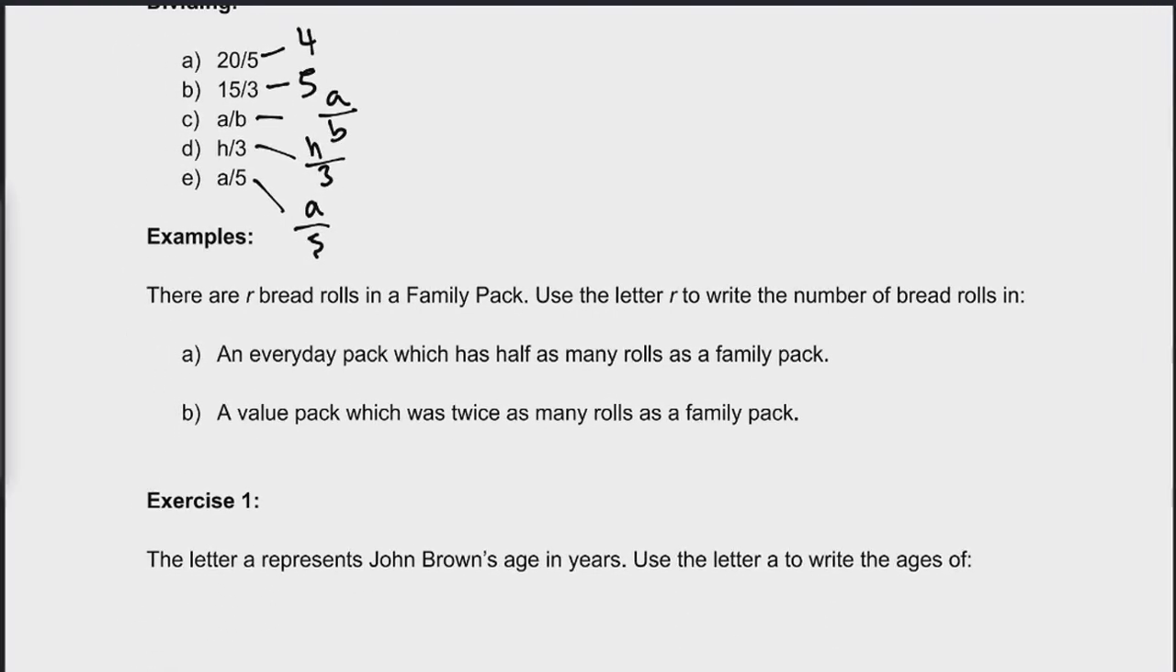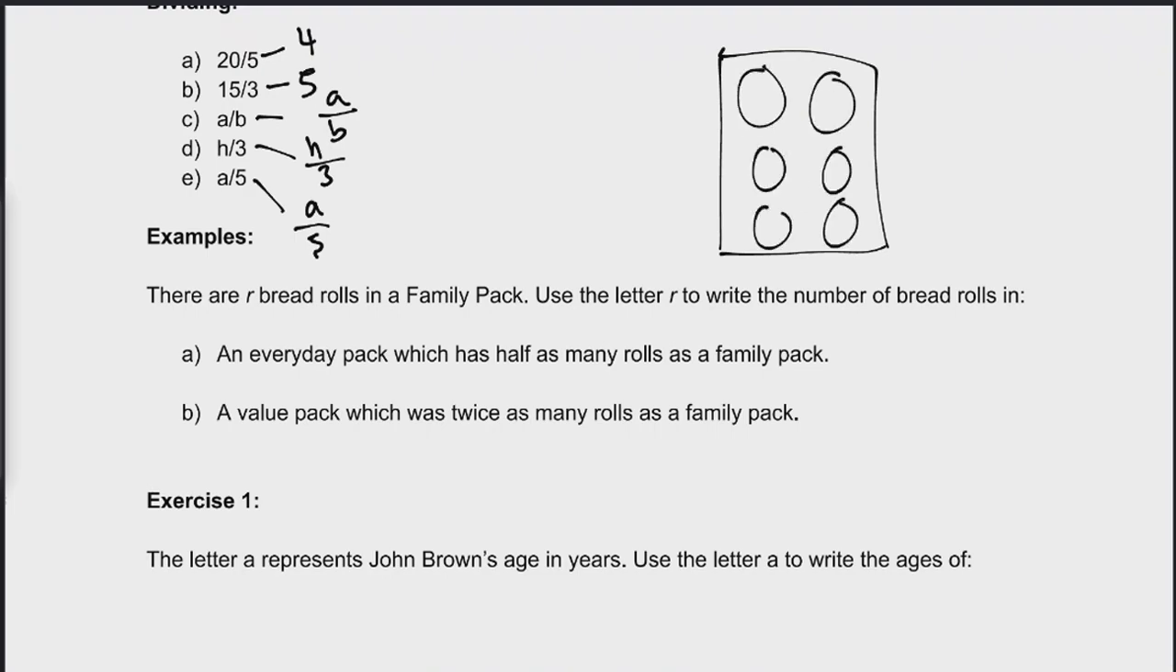So there are bread rolls in a family pack. Use the letter R to write the number of bread rolls in an everyday pack, which has half as many rolls as a family pack. So if you've got a family pack with R, let's say R is 6, we've got 1, 2, 3, 4, 5, 6. The everyday pack has half as many. It's only going to have 3. That's 1/2. So it's going to be R divided by 2.